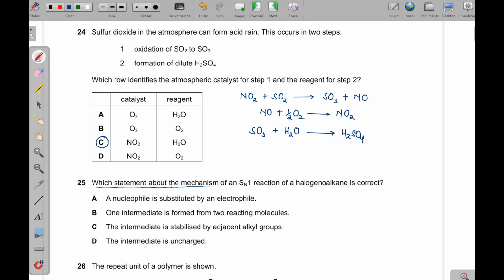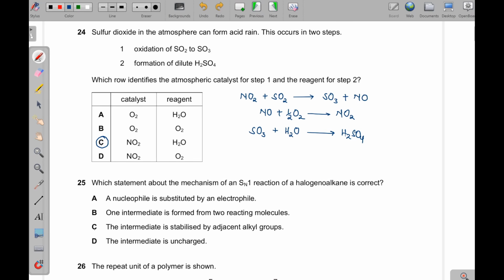Question 25. Which statement about the mechanism of an SN1 reaction of a halogenoalkane is correct? SN1 is a nucleophilic substitution reaction, okay? And there is one species that is involved in the rate determining step, or the slow step. So usually we see this in halogenoalkanes.